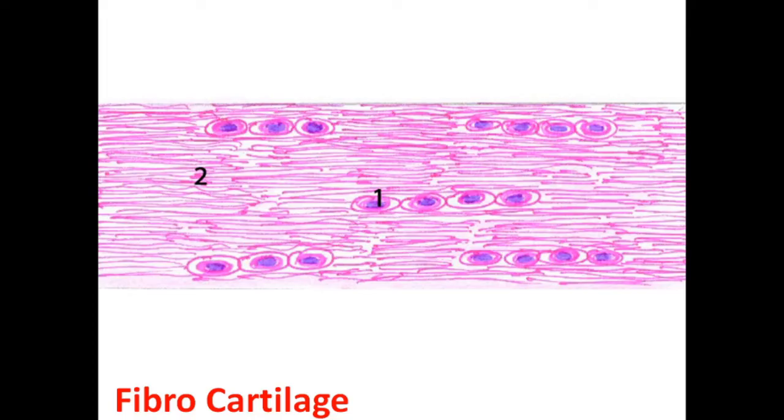And in the fibrocartilage, the major difference is the absence of perichondrium. There is no perichondrium present, and the cells are either arranged in rows or scattered within the collagen fibers. So we can see the collagen fibers very clearly. In hyaline cartilage, we cannot see the collagen fibers. In elastic cartilage, we can see the elastic fibers, and in the fibrocartilage, we can see the collagen fibers.